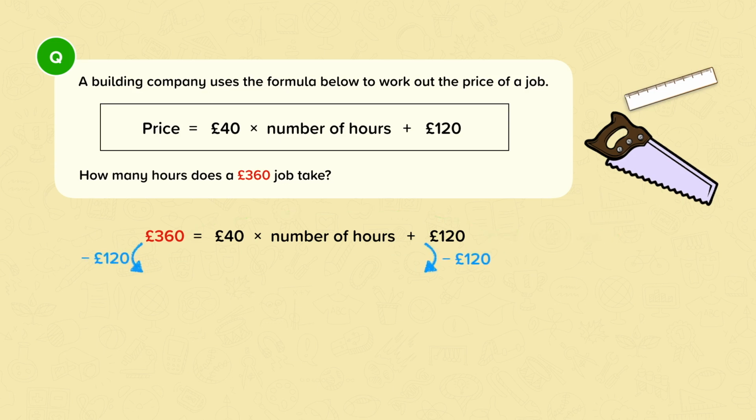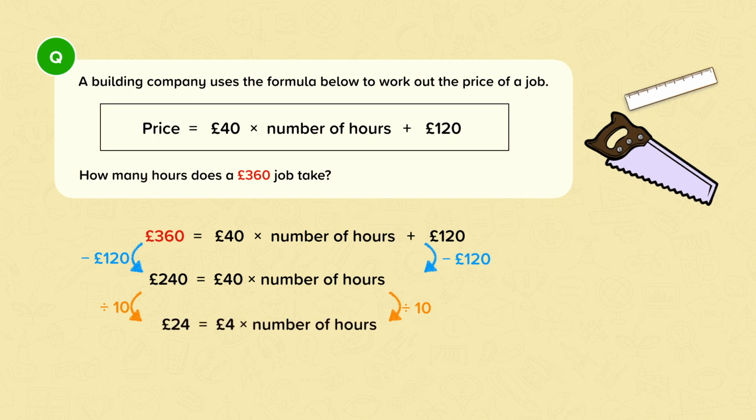We need to take away £120 from both sides. So we get £240 equals £40 times the number of hours. If we divide both sides by 10, we get £24 equals £4 times the number of hours. Finally, if we divide both sides by 4, we get 6 is the number of hours. So the job takes 6 hours.